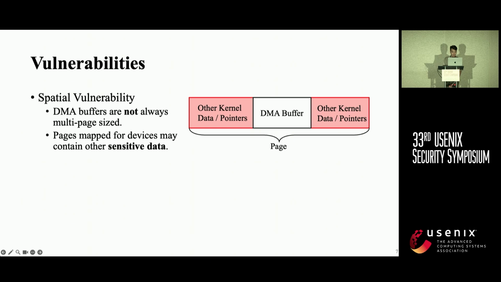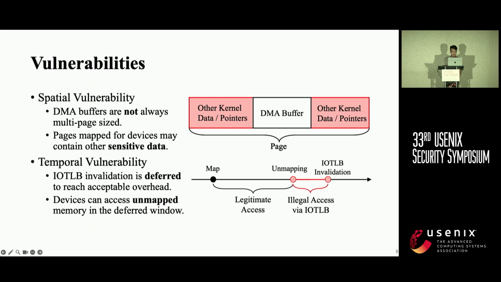However, like the MMU, the IOMMU manages virtualization at the page granularity. So when a buffer is mapped, the entire frame gets mapped. This means that other kernel data or pointers residing in the same frame are directly exposed to the peripherals. We call this spatial vulnerability.